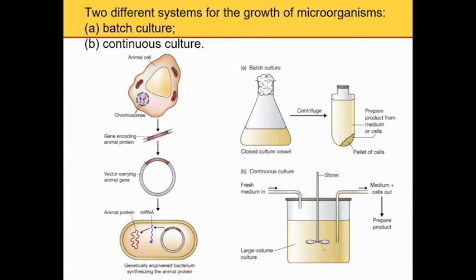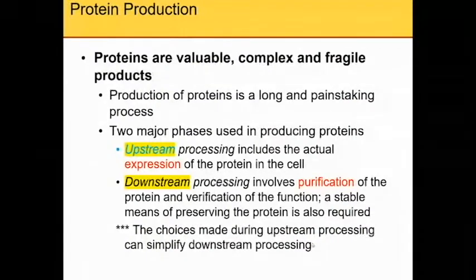And for the continuous culture at the industrial level, you have fermentation and try to continuously grow the bacteria cell, all right? In the meantime, you continue to add the fresh media, so that you can maximize the production of the protein, okay? And of course the proteins are valuable, complex, and fragile products, okay?